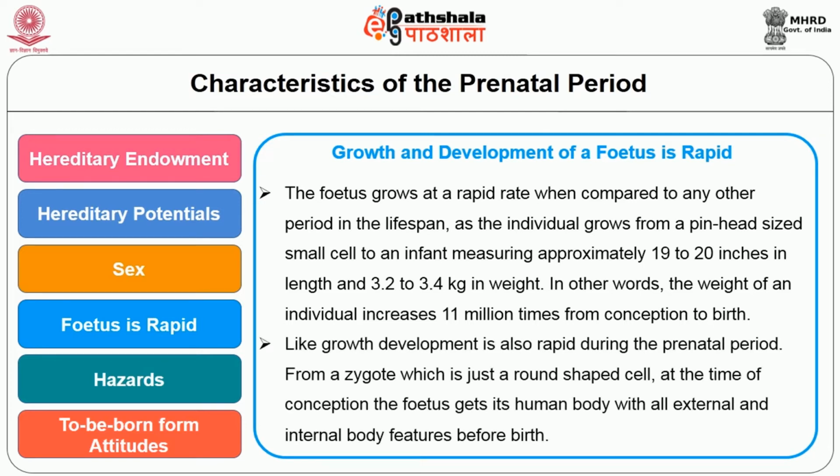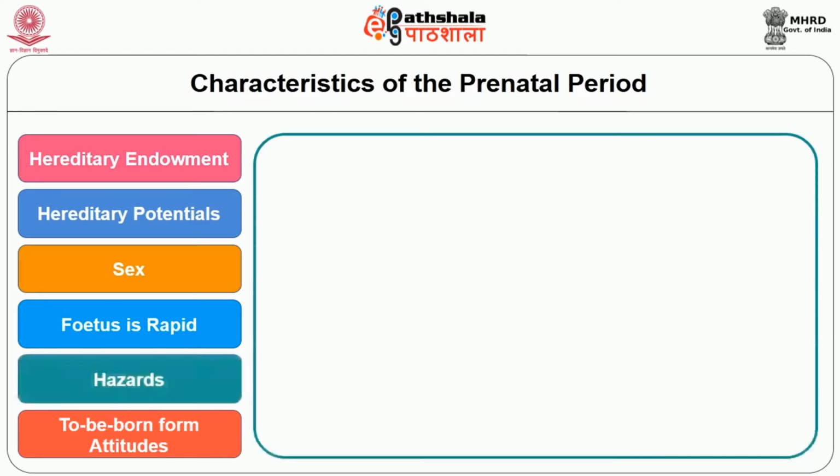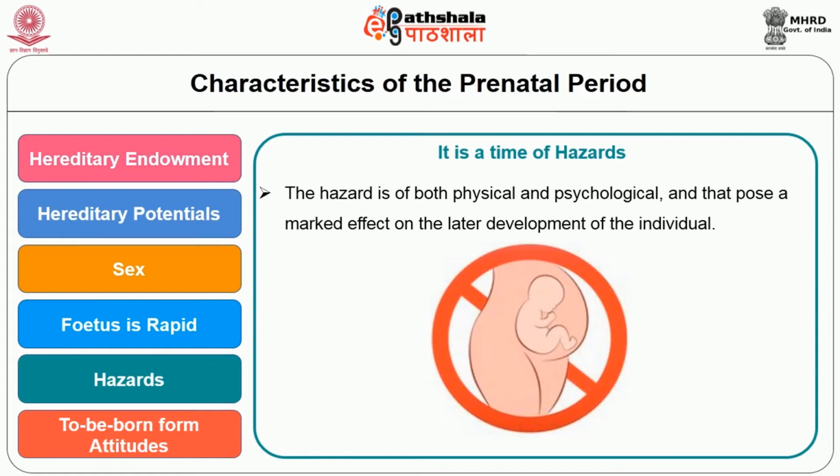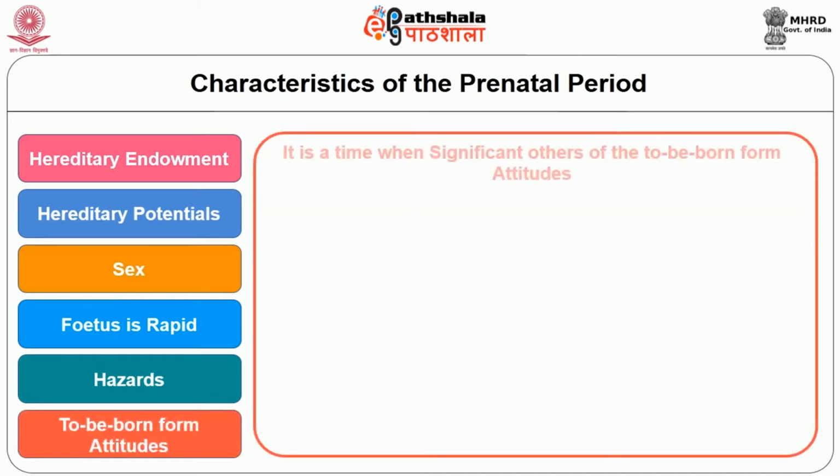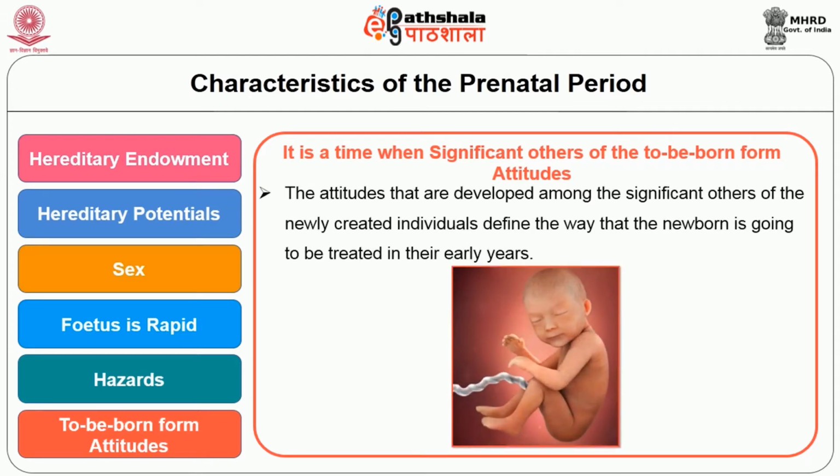Like growth, development is also rapid during the prenatal period. From a zygote, which is just a round-shaped cell at the time of conception, the fetus gets its human body with all external and internal body features before birth. Fifth characteristic is that it's a time of hazards. The hazards are both physical and psychological, and they pose a marked effect on the later development of the individual. Sixth is that it's a time when significant others of the to-be-born form attitudes. The attitudes that are developed among the significant others of the newly created individual define the way that the newborn is going to be treated in his or her early years.